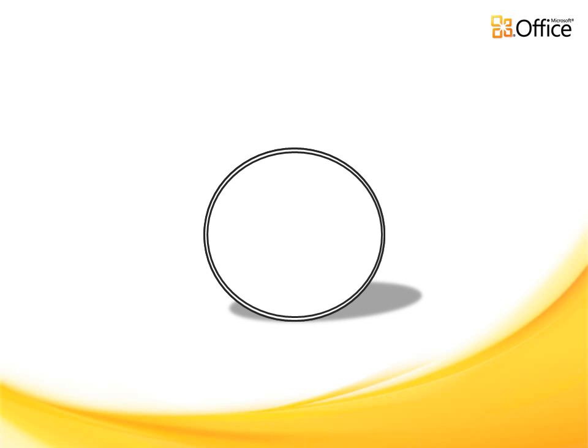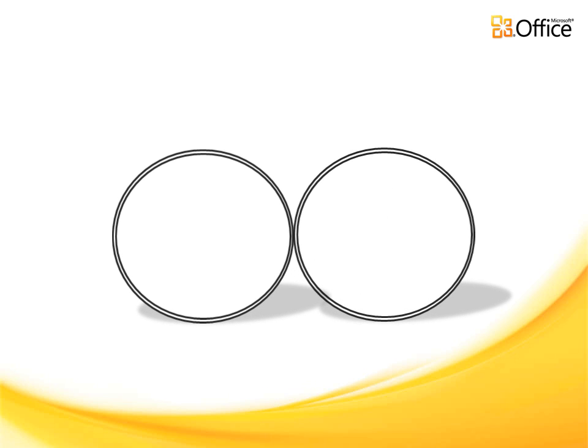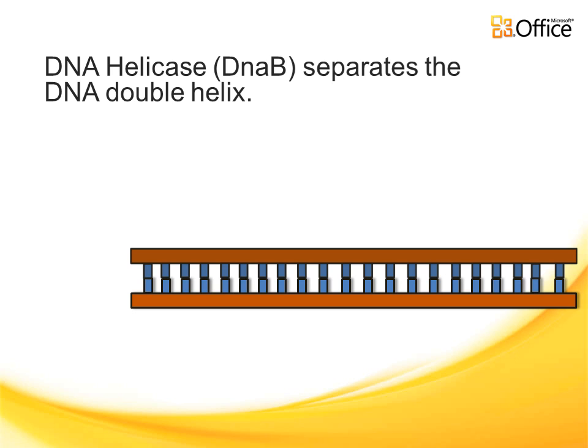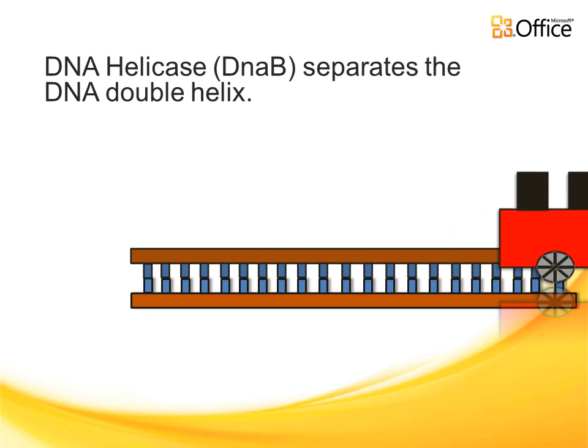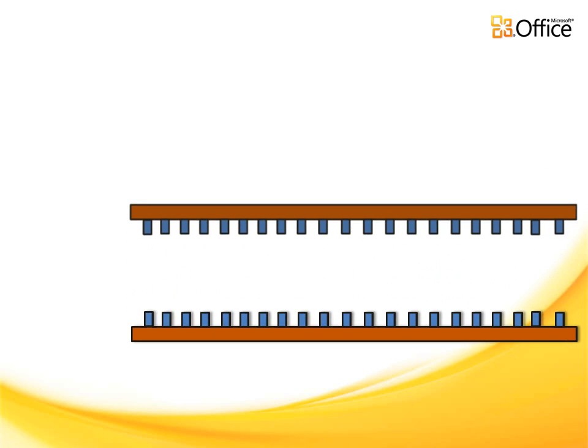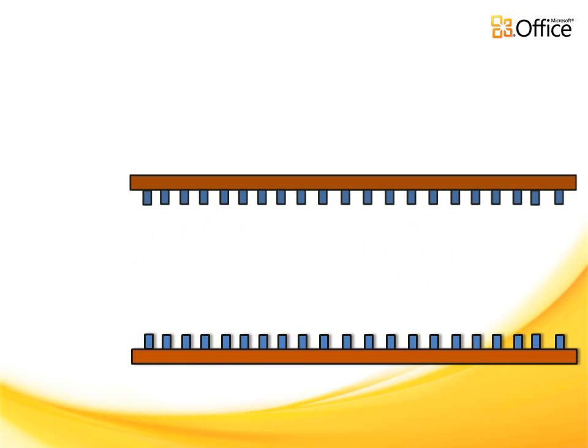Elongation. Elongation begins from the single origin point. Elongation then proceeds bidirectionally to create two new circular chromosomes. Numerous proteins are involved during elongation. DNA-B helicase unzips and separates the double-stranded DNA. This creates both a lagging and a leading strand.